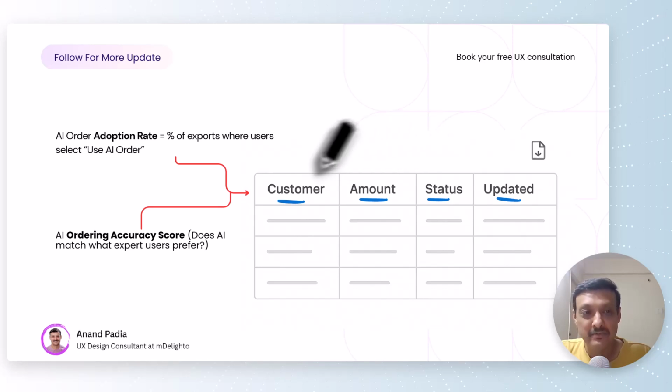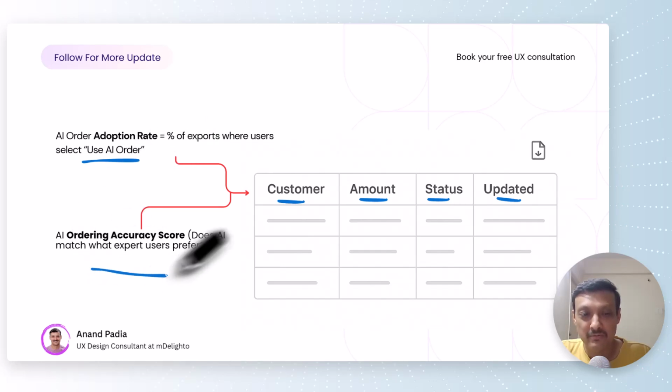It does happen. That is where you need to start collecting metrics like adoption rate, the number of times the user has used this option, use AI order. And after using this option, how accurate it is. So it's going to fail somewhere. And if it fails, then we come to know that, okay, out of 100 times, 5 times it is failing. So we can say that it's 95% accurate.